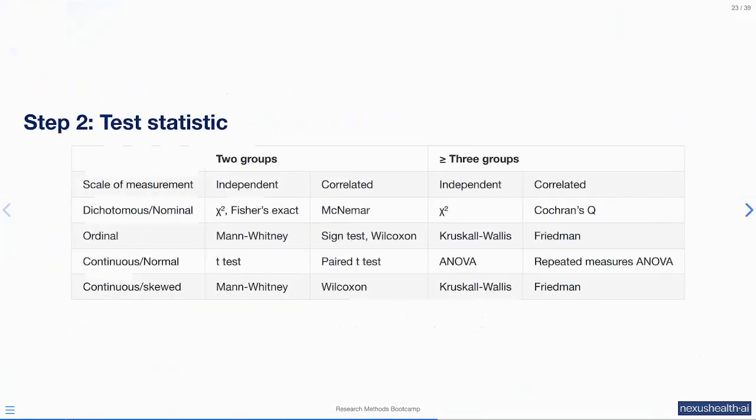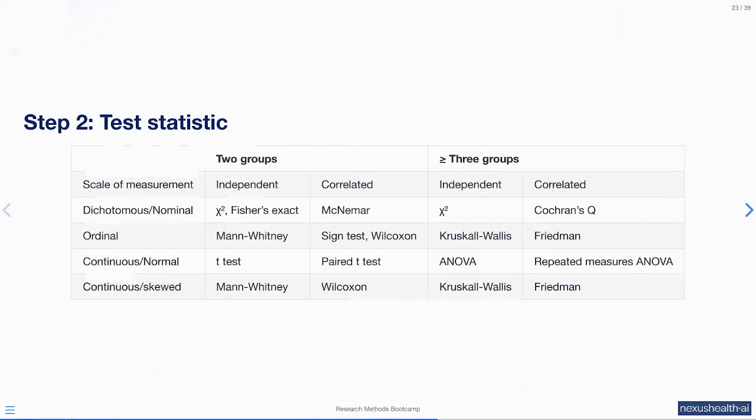The type of test statistic we'll use will depend on the scale of measurement and whether we have just 2 groups or we're looking at 3 or more groups. So for example, looking at this table, if the scale of measurement was dichotomous or nominal and we're comparing 2 independent groups, we would do a chi-square test or a Fisher exact test. If for dichotomous or nominal variables the groups are paired, matched, or correlated, we would do a McNemar test.